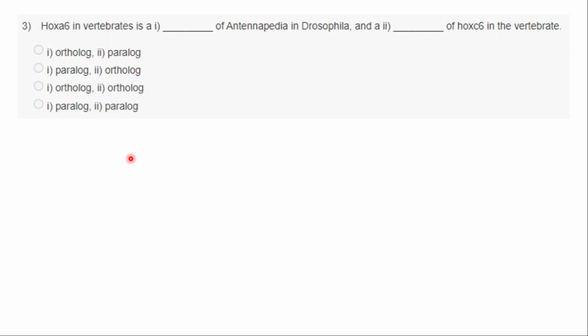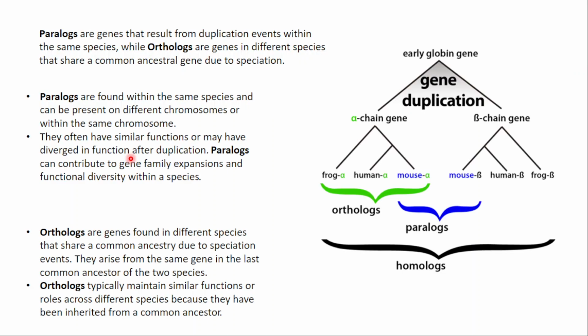Okay, I can see some answers. Ajay had answered option 1. Hox A6 in vertebrates is an ortholog of Antennapedia in Drosophila and a paralog of Hox C6 in vertebrate. Let us check if this is the correct answer. Absolutely correct. Hox A6 is actually an ortholog of Antennapedia and a paralog of Hox C6 in the vertebrate. So let us understand what are orthologs and paralogs.